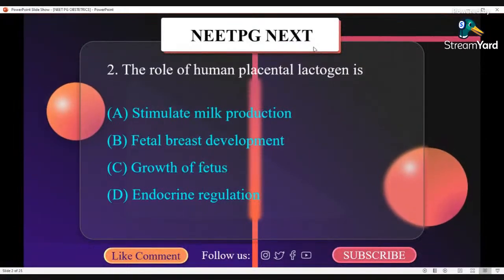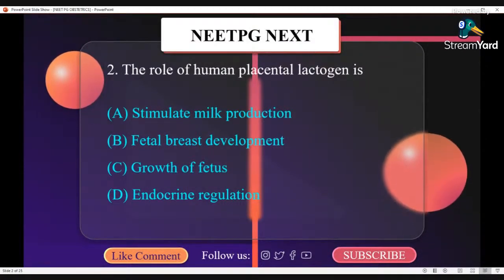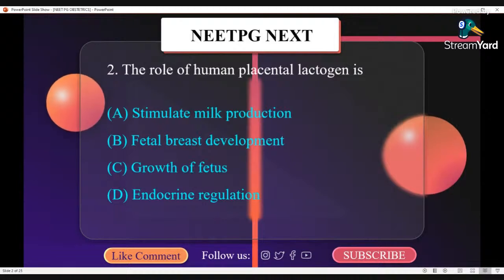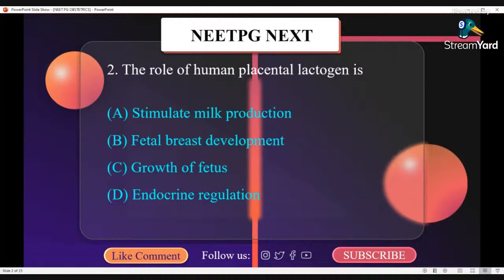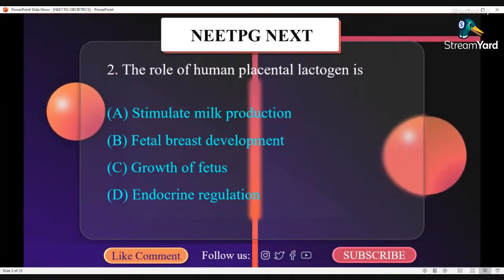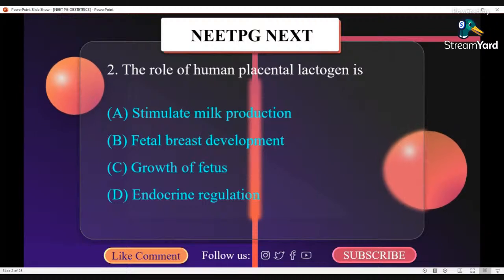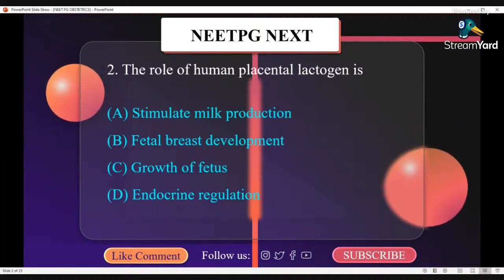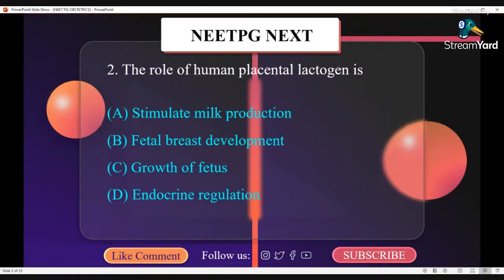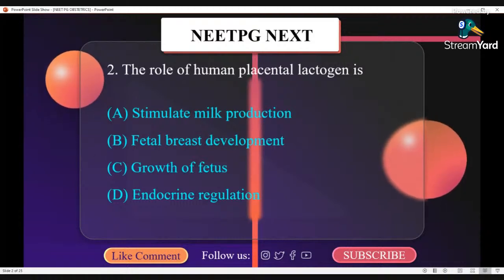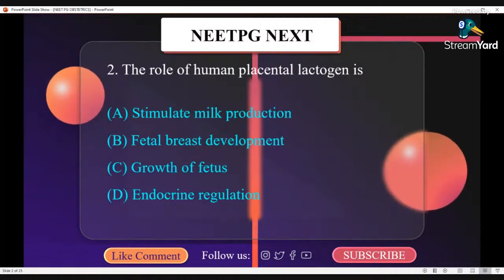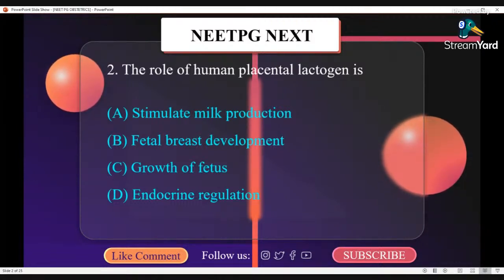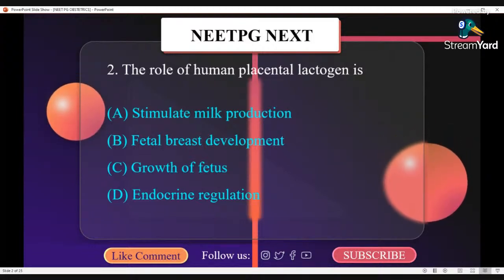The role of human placental lactogen. Now we all know what HPL is. Four options have been given. A, stimulates the milk production. B, fetal breast development. C, growth of fetus. And D, endocrine regulation. Now, this HPL provides fetal nutrition by antagonizing the action of insulin in maternal circulation.